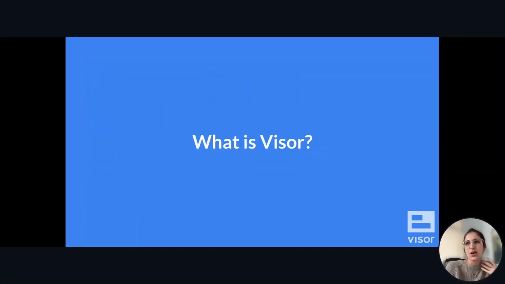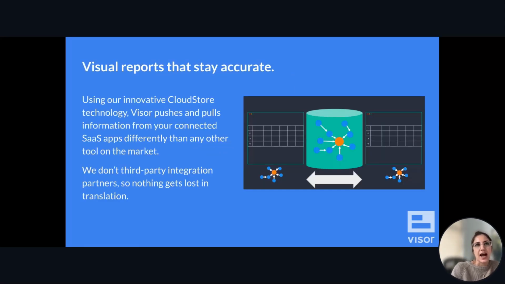So what is Visor? We've talked about why, but what is it actually? Visor is visual reports that stay accurate. So using innovative cloud store technology, which was built completely in-house, we do something that other applications don't do, and we push and pull information from your connected SaaS apps differently than any other tool on the market. We don't use third-party integration partners, so nothing gets lost in translation. You're not waiting 5-10 minutes for these kind of out-of-the-box API calls. Your information goes from one place to another. It's quick, it's simple, it translates the things it needs to, and that's something that we do differently than anyone else.